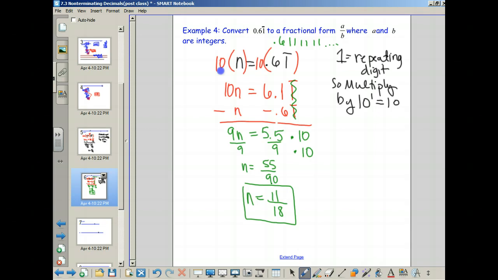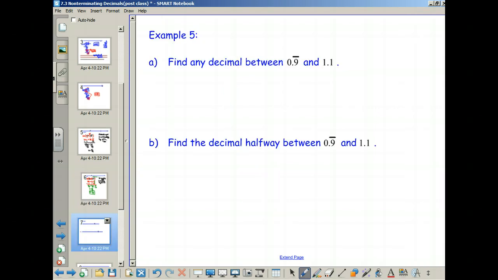Let's take another example. Find any decimal between 0.9 repeating and 1.1. Any value you want between. You could do 1.0. I think what it wants is a true decimal, so let's go a little bit bigger. How about 1.01? And let me show you why 1 won't work. Okay. So, yeah, we could do 1.01. You could do 1.05. You could do 1.08. That doesn't matter. Right? But here's why 1 won't work.